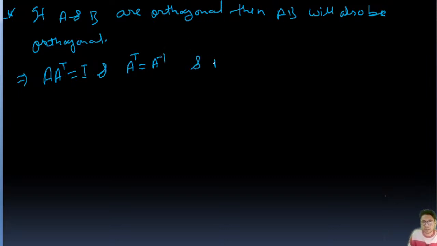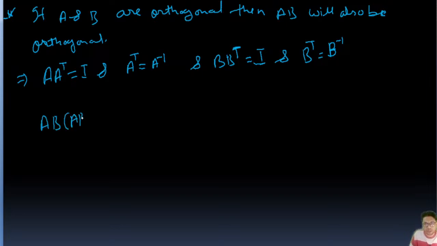And B is also orthogonal, right? So B into B transpose is going to be I, and B transpose is going to be B inverse. Now we have to find AB. If AB is also orthogonal, it means AB into AB transpose should be I, right? If this value gives I, this means AB is also orthogonal. This here AB we are going to check.